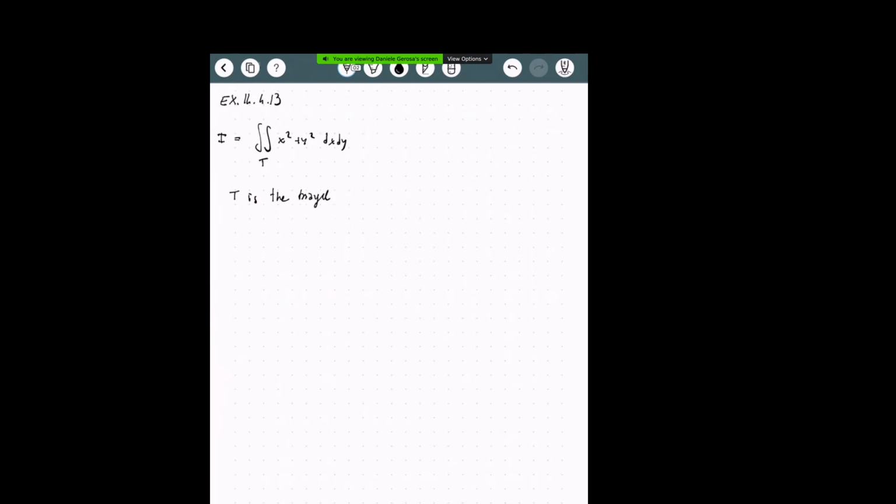Triangle. Let's see, with vertices 0, 0, 1, 0, and 1, 1. So it's this triangle here.